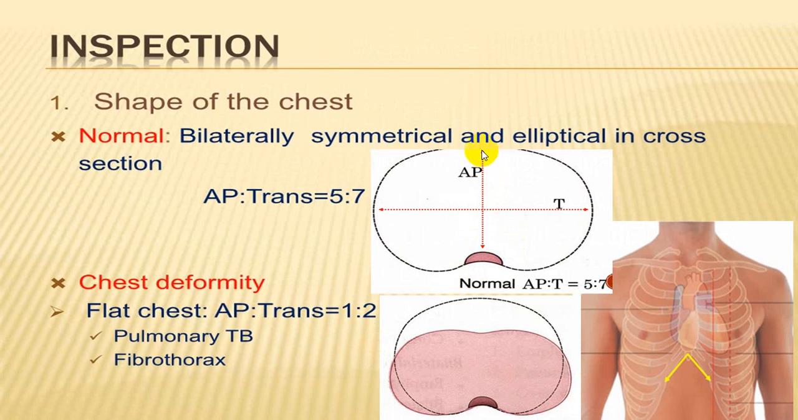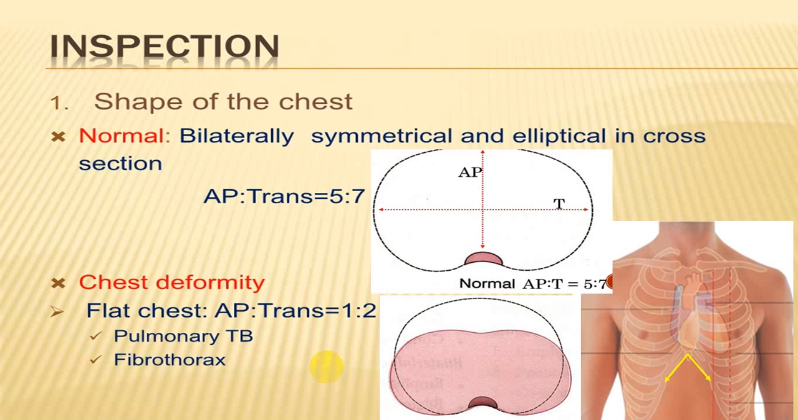So if AP diameter becomes equal to transverse diameter, it will be what we call a barrel shaped chest. But if the AP diameter becomes tremendously less, or sometimes we say that it is less than 50%, we call that a flat chest. Flat chest, classical in case of India. It is very commonly seen in tuberculosis, we call phthisis or flat chest.